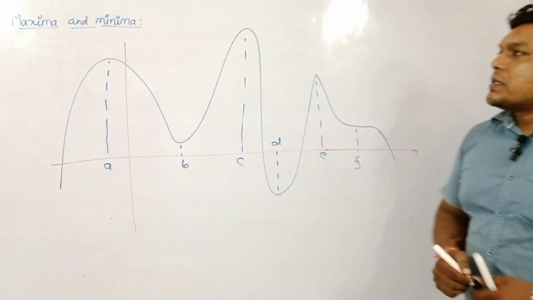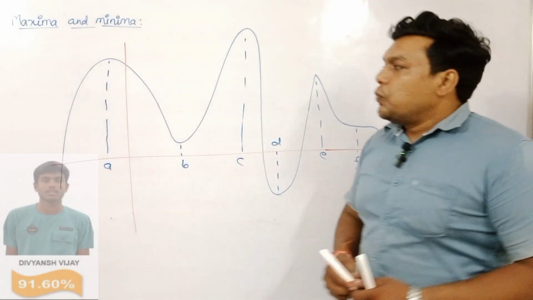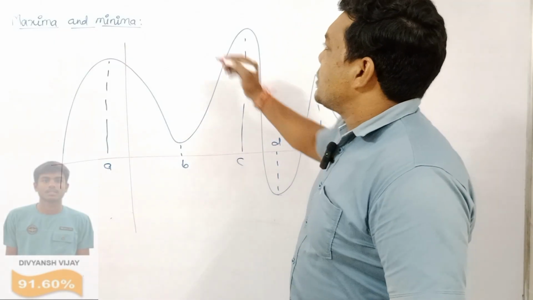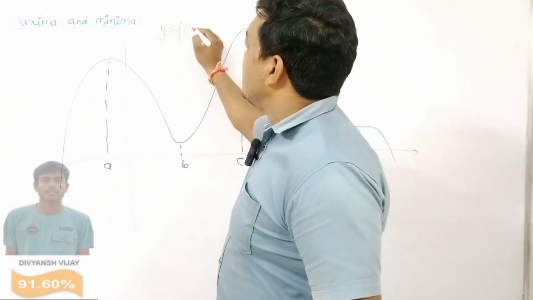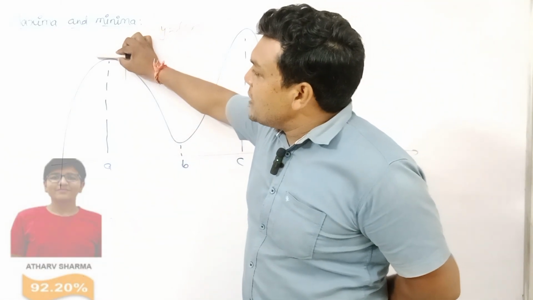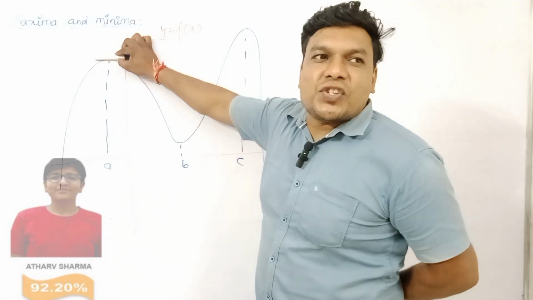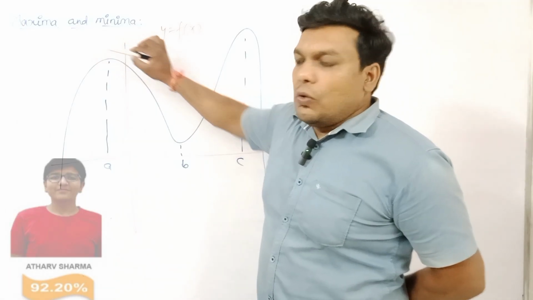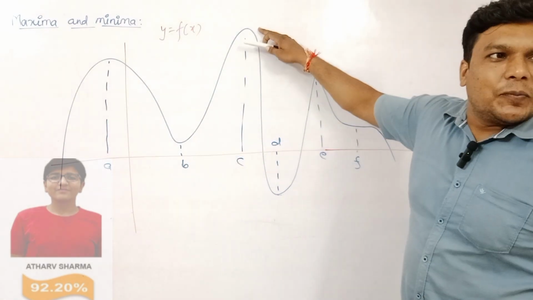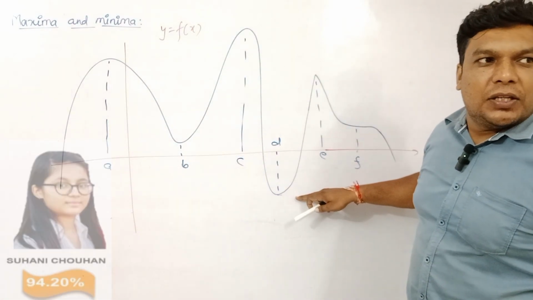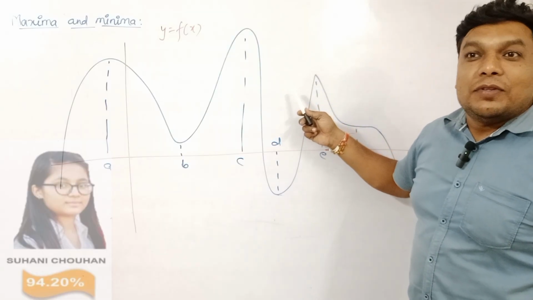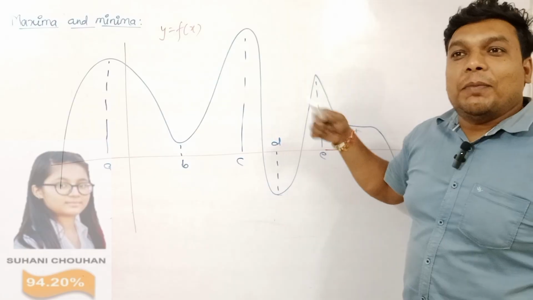Okay, now focus. What are we doing here? First, notice all these points. What is f dash x? If this curve is y equals f of x, what do we notice here? Look here. What is the slope of the tangent at this point A? f dash x equals 0. What is f dash x at B? 0. At C? 0. At D? 0. At E? Is it 0? Recall the memory.